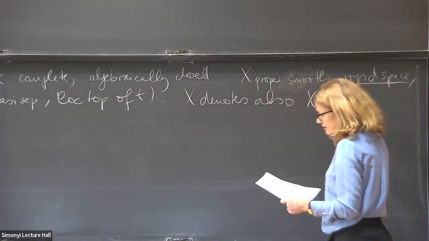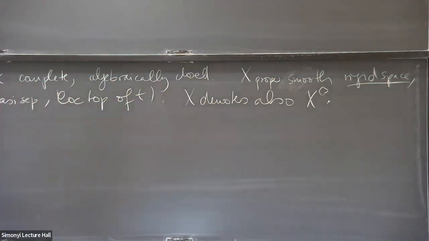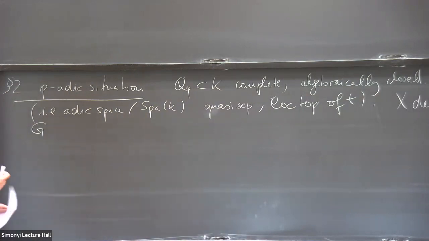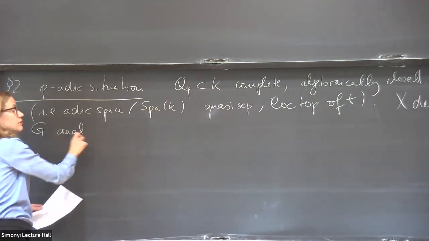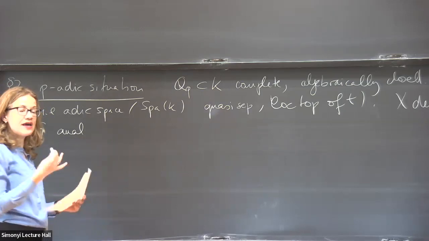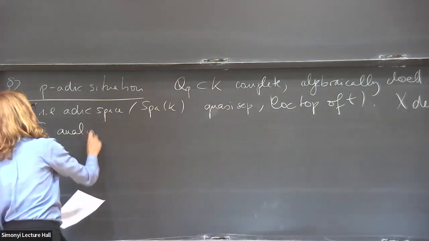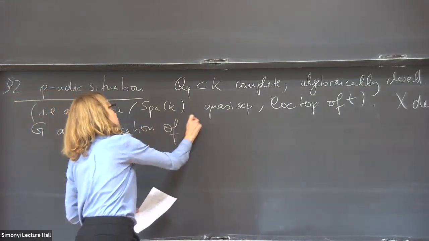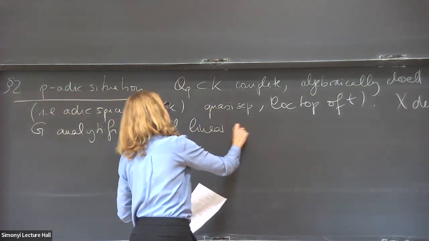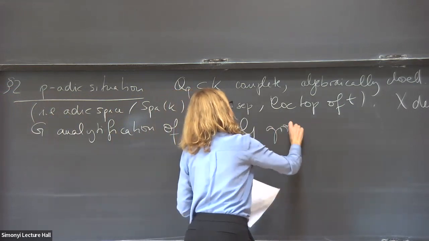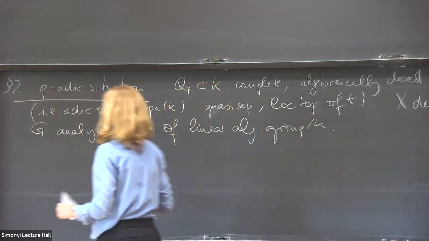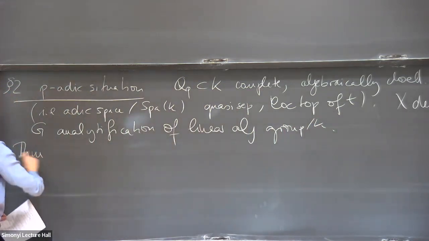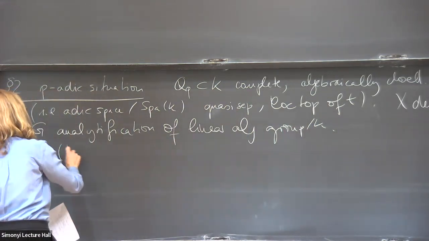Okay, in this situation, let's start with the same groups as over here. We take a linear algebraic group and we take its analytification, for example, G_n analytic or G_m or G_a or GL_n, as a linear algebraic group over K. So then you have the following analog of the theorem in a special situation. This is in our preprint.